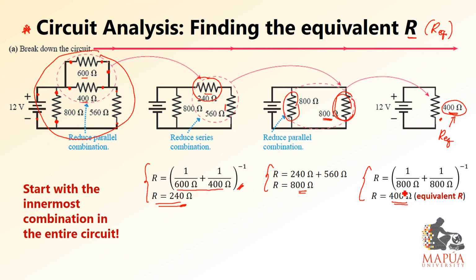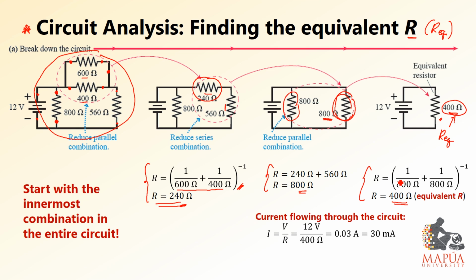And as mentioned earlier, because the equivalent resistance of this circuit is 400 ohms, we can now compute the total current flowing through the circuit by Ohm's law, wherein I is equal to V over R, and the result is 0.03 amperes or 30 milliamperes.